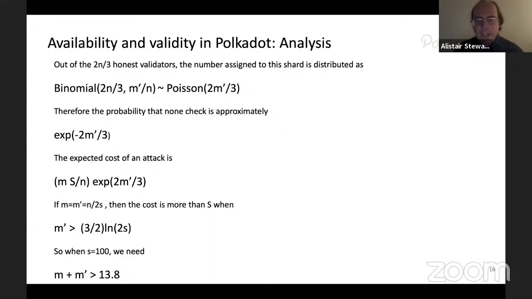And so I get here that we only need 13.8 validators to check these shards on average in order to get that it's easier to attack it's harder to attack the shard than it is to attack the central chain, which is sort of the main point I'm going for.